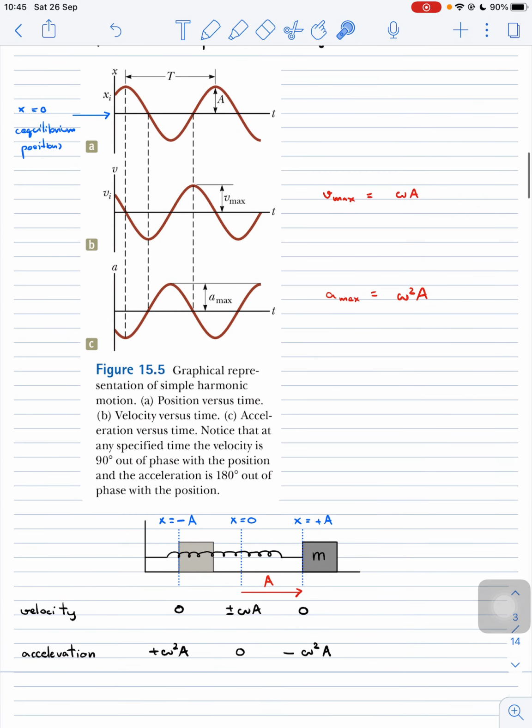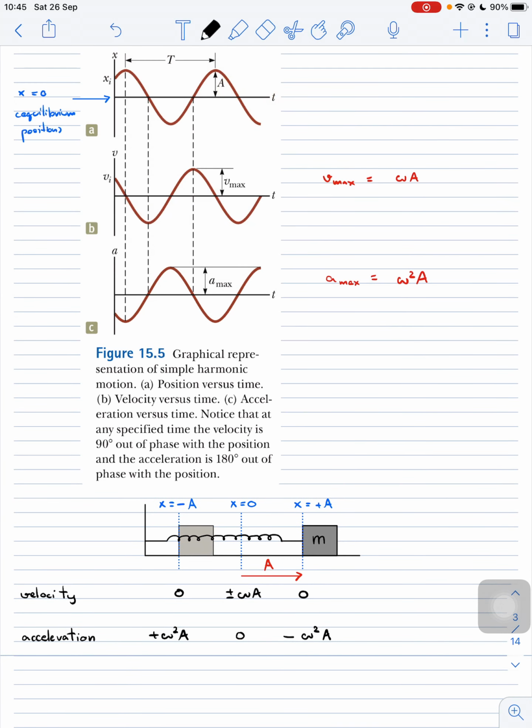Now we need to find the velocity of the object as a function of x. We just want to find the velocity of the object as a function of x. Let me put the box here first.